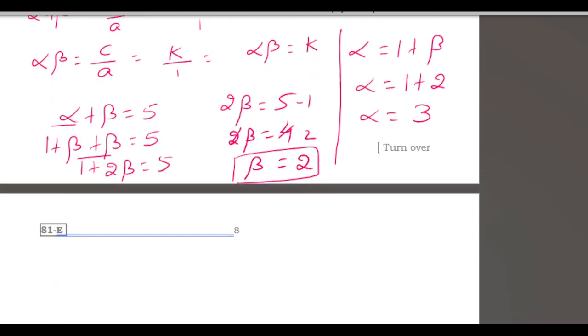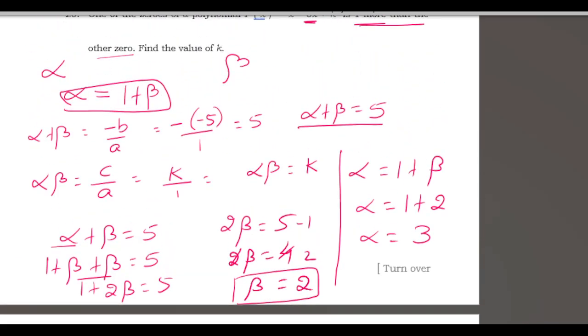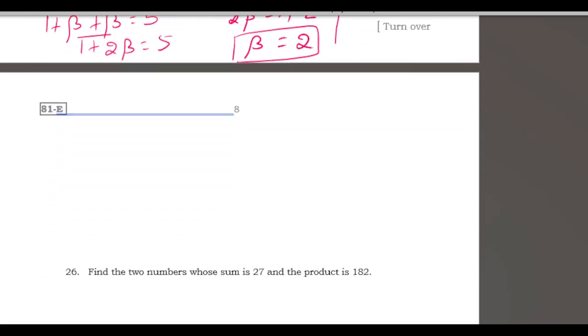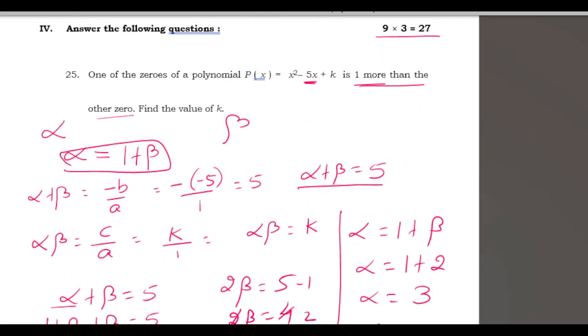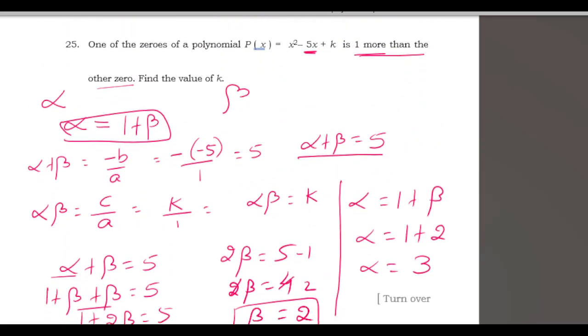Alpha is 3. Now we have to find the value of k. Alpha into beta is equal to k. Alpha is 3 into beta is 2. 3 twos are 6. So k is equal to 6. This is the value of k. So we write it in the equation. What is the equation? x square minus 5x plus 6. So this is the quadratic equation.